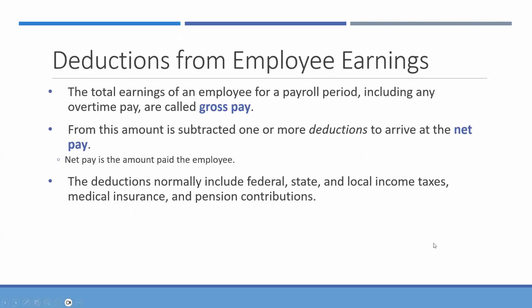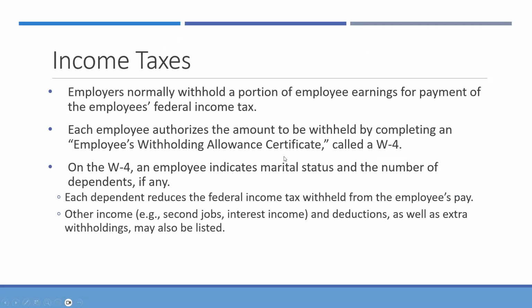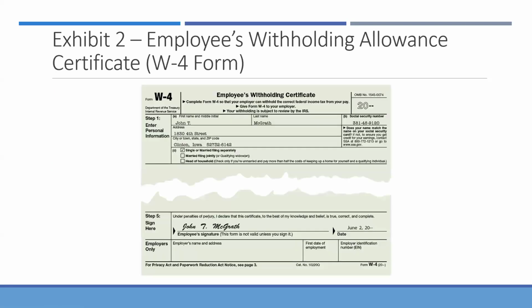So we're going to go over a bunch of the deductions now, including income taxes. Employers normally withhold a portion of employee earnings for payment of the employee's federal income tax. Whenever an employee starts a new job, they are required to fill out a W-4, which includes marital status, number of dependents, other income from second jobs, as well as extra withholdings or extra deductions that you know you're going to have, and can list out.